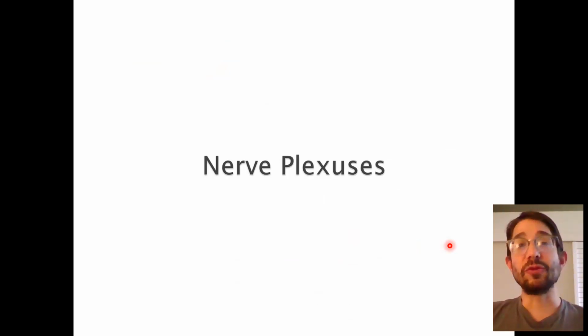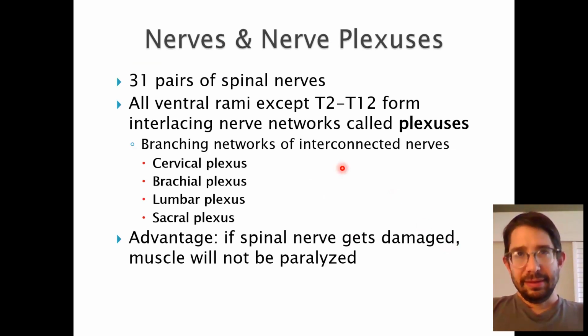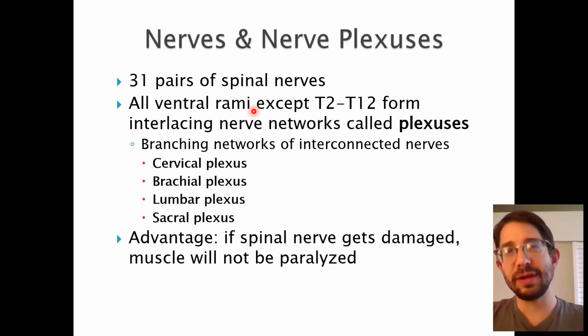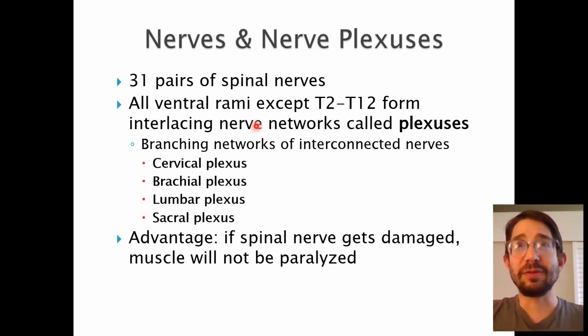Okay, our last topic is these nerve plexuses. These are branching networks of interconnected nerves, and we're going to see what they look like. But all of the ventral rami, remember from a previous video, there's a drawing that showed a ventral ramus and a dorsal ramus. So all of those ventral rami have these nerve plexuses, except the thoracic region does not. And we'll see why and what that looks like in a moment.